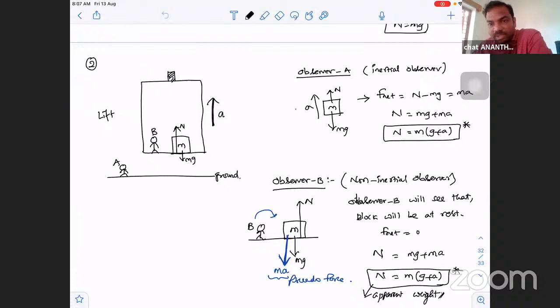Suppose if you are observing from the ground, then no need of any pseudo force.